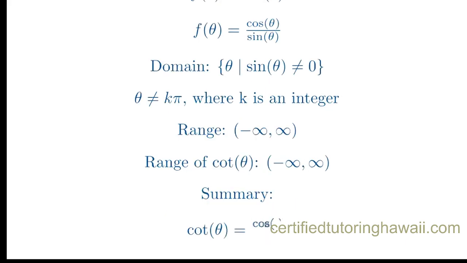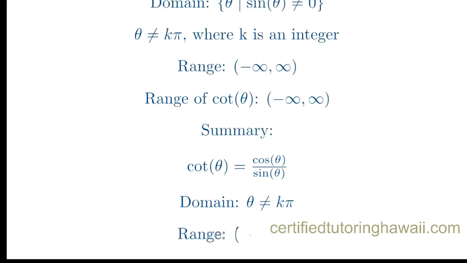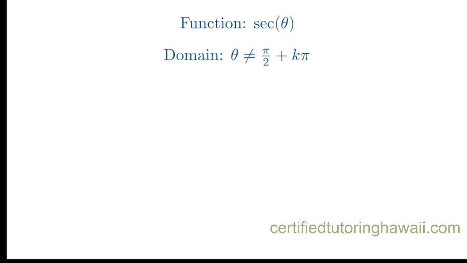In summary, cotangent theta is cosine over sine, its domain is the same as cosecant's, excluding multiples of pi, and its range is all real numbers. Let's summarize the key characteristics we've discussed for these three new functions. First, the secant function, sec theta: its domain is all real numbers except for odd multiples of pi over 2. Its range is the set of all numbers with an absolute value greater than or equal to 1. And it has vertical asymptotes at x equals pi over 2 plus k pi.